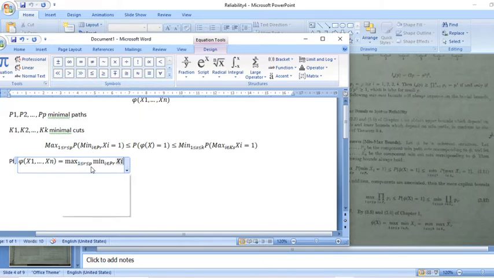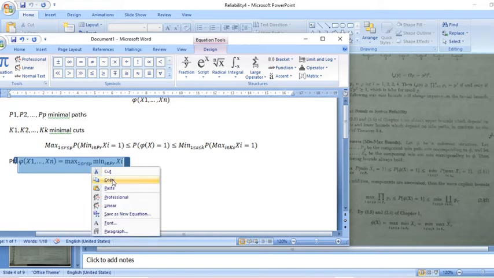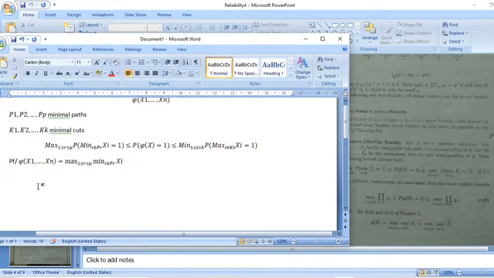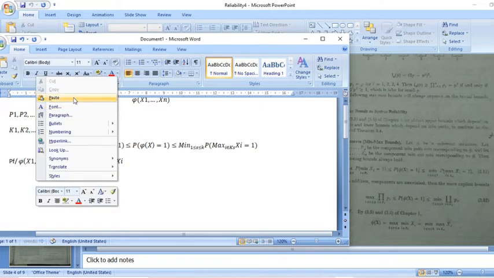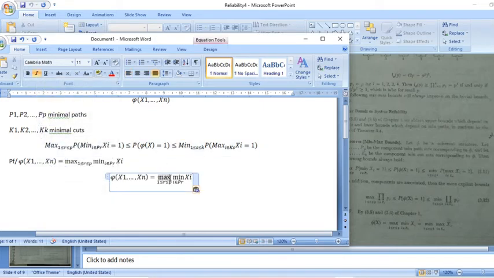So again we can represent phi of x in terms of minimal cuts, as the minimum over 1 less than or equal to s less than or equal to k. This is the alternative representation of the system structure. So these are the two representations.